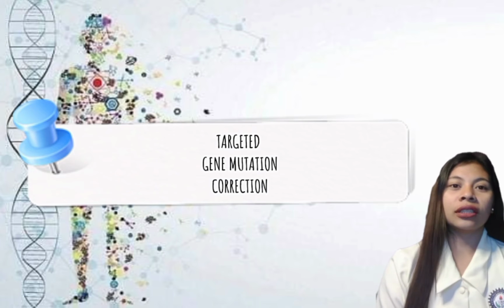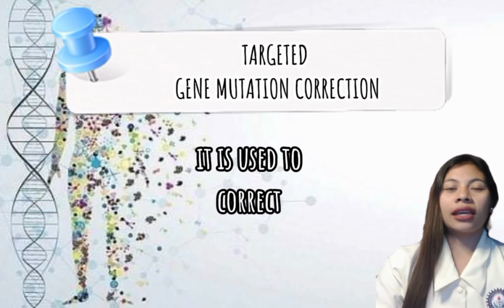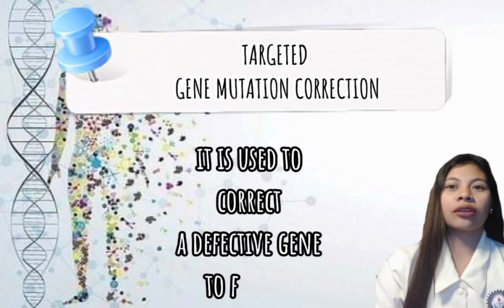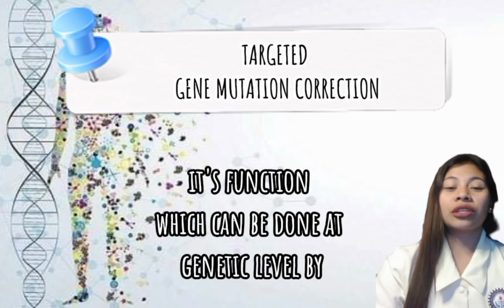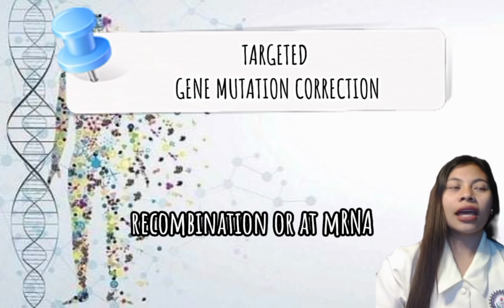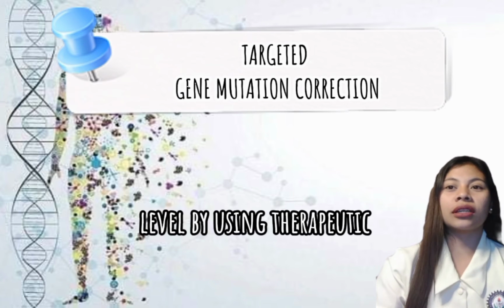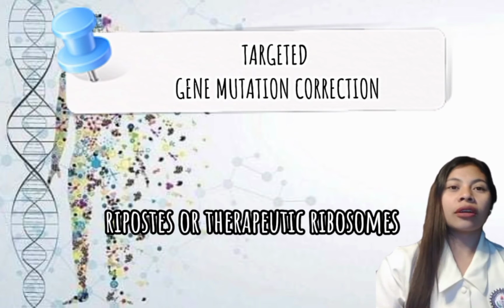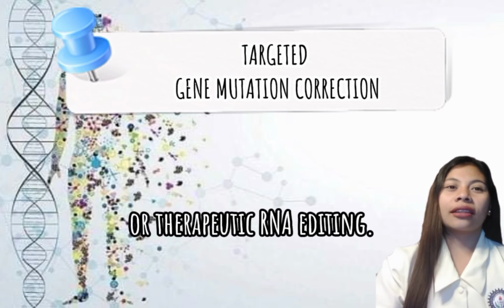So let's go to the last one, targeted gene mutation correction. It is used to correct a defective gene to restore its function, which can be done at the genetic level by homologous recombination or at the mRNA level by using therapeutic ribozymes or therapeutic RNA editing.